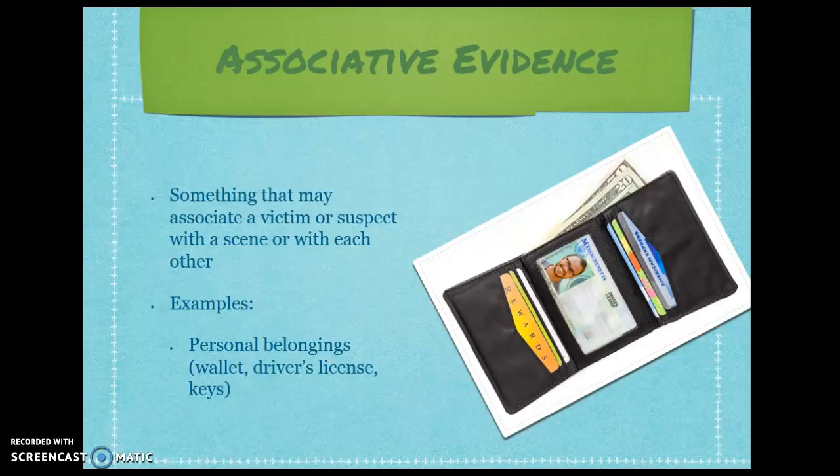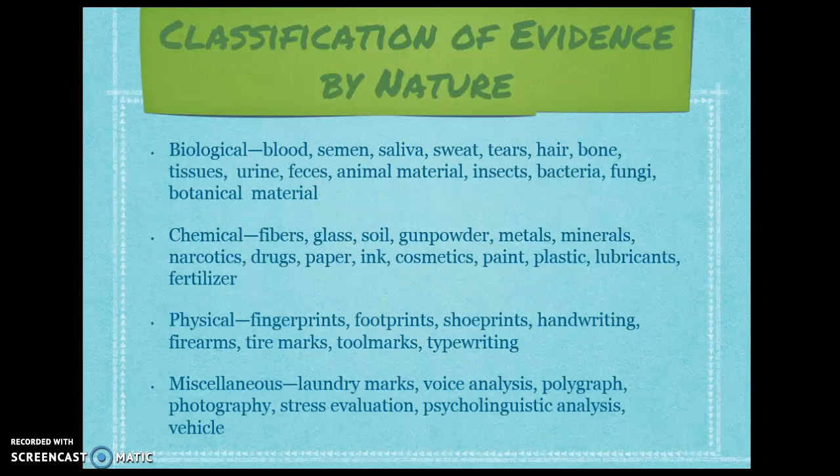Associative evidence links a victim with a suspect, or it links a suspect with a specific item. Typically, this will be some sort of personal belonging like their wallet or their driver's license or the keys, something that wouldn't be in the suspect's possession normally, and that associates them with the crime.